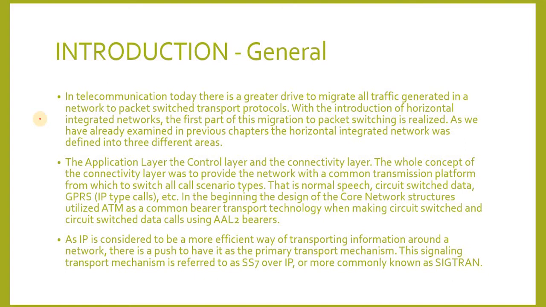As IP is considered to be a more efficient way of transporting information around a network, there is a push to have it as the primary transport mechanism. This signaling transport mechanism is referred to as SS7 over IP, or more commonly known as SIGTRAN.